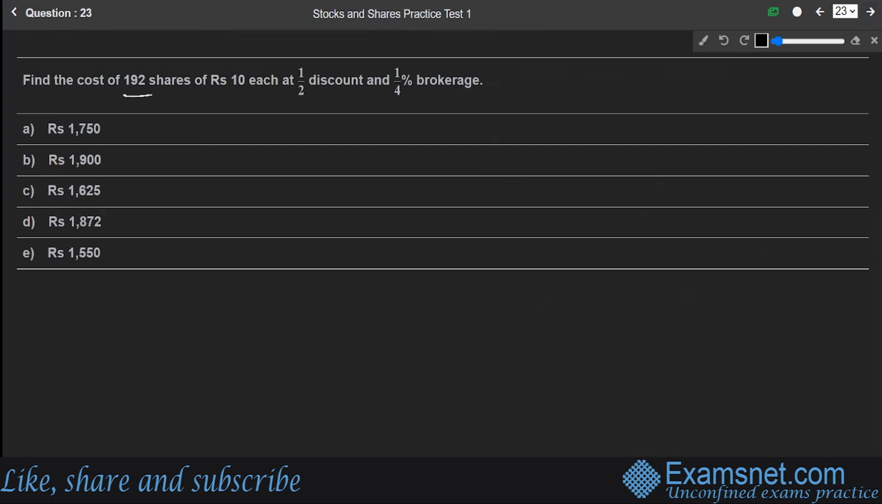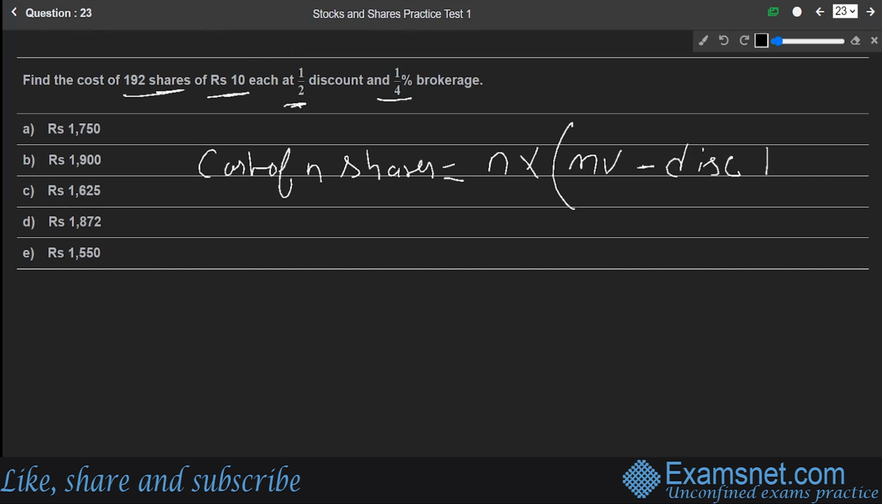Now, find the cost of 192 shares of rupees 10 each at half a discount and 1 by 4% brokerage. So clearly, there is a formula that can directly relate the total cost of n number of shares. Each is being sold at a certain price, and there is a certain discount and there is certain brokerage. Let us put that formula. So we can write the cost of n shares. Cost of n shares can be found out as n into the market value of each share minus the discount value plus the brokerage value. This is the formula that can relate it like that. So let us use it. N is the number of shares that is already given, 192.